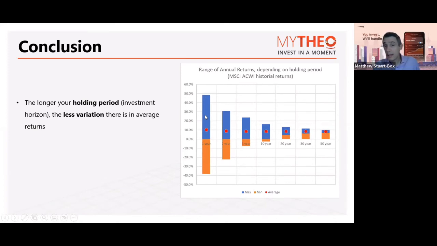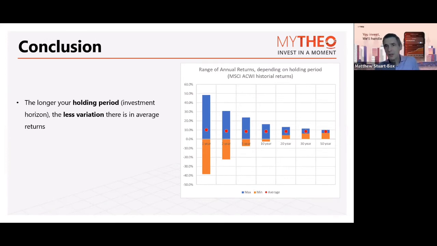Or if you were very unlucky, you could get a return of nearly minus 40%, depending on the year that you chose. So if you're just investing for a very short horizon, a 1 year horizon, there's a very large range of potential outcomes that you could experience. But as you see, as your investment horizon gets longer, if you're going to hold it for 2 years, for 5 years, for 10 years, you see that the range of potential outcomes gets narrower.